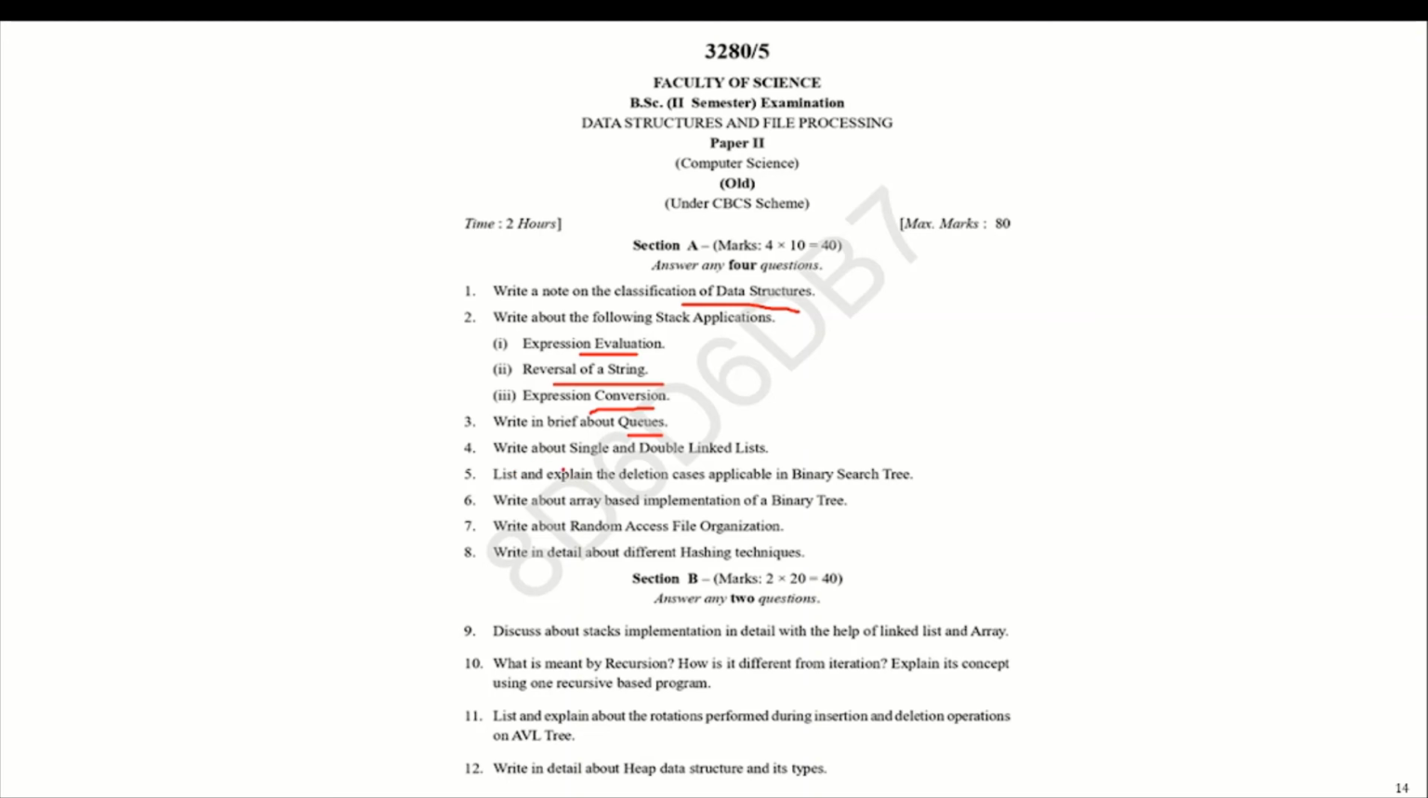And here another short question is the single and double linked list. Here we have to define what is single linked list, what is double linked list, and what are the operations and applications that can be performed on these lists.